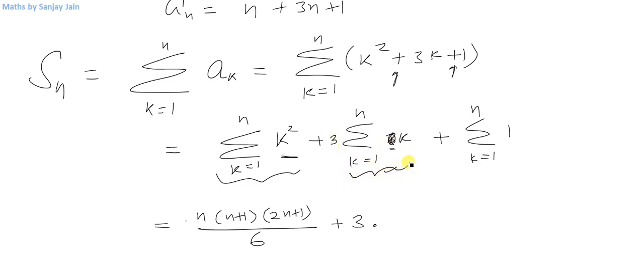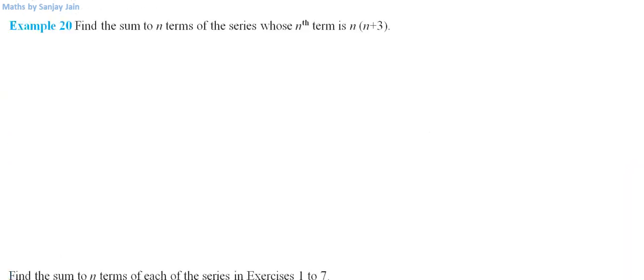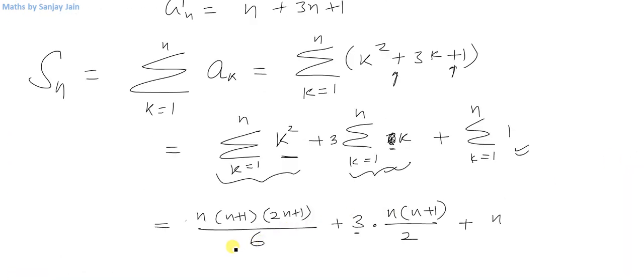Now this is the sum of the first n natural numbers, so I have taken 3 outside, and the sum of the first n natural numbers is given by n into n plus 1 by 2. And this is 1 plus 1 plus 1 plus 1 written n times, so this is n. Okay, now the simple manipulation part is left.